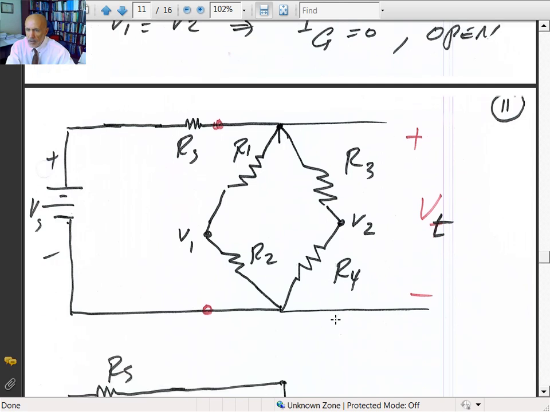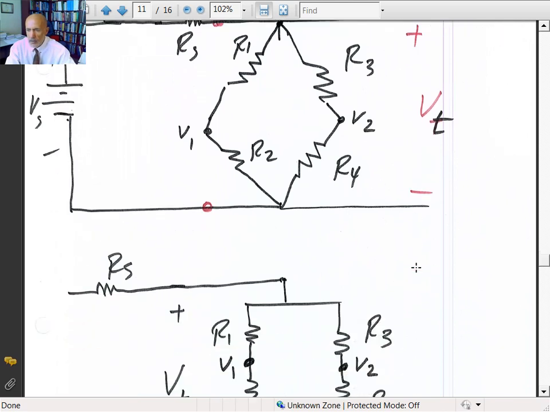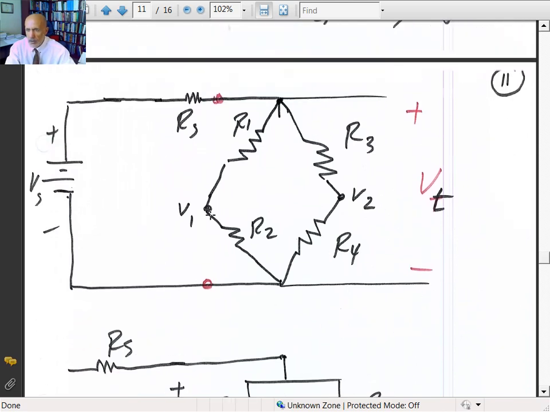Now I can redraw that circuit. That's the voltage V1 and the voltage V2, and we're going to call the voltage from this point down here the plus or minus V terminal. If I redraw that circuit, you can see no current is flowing to the galvo. You can remove it.